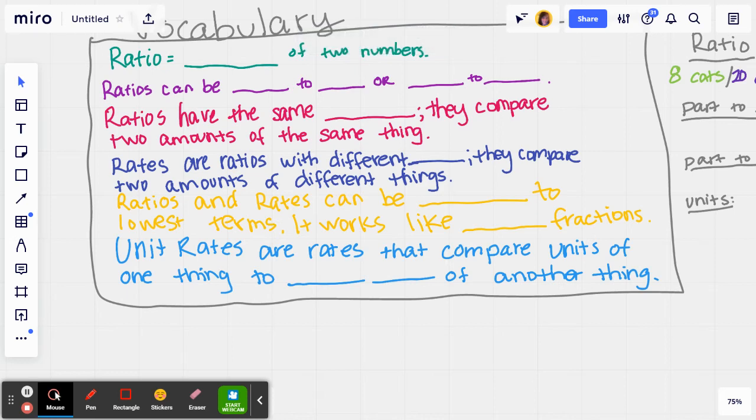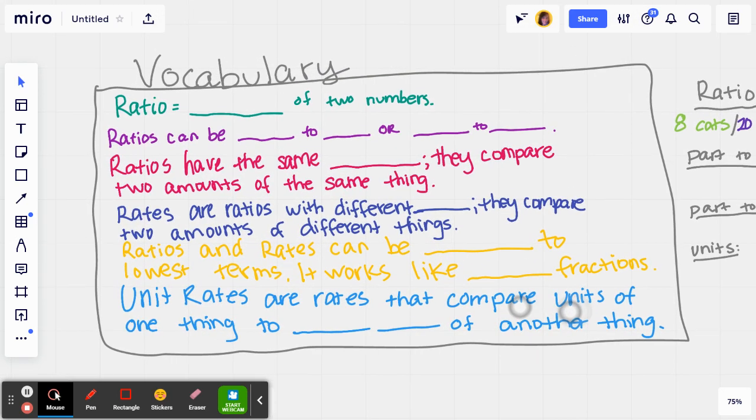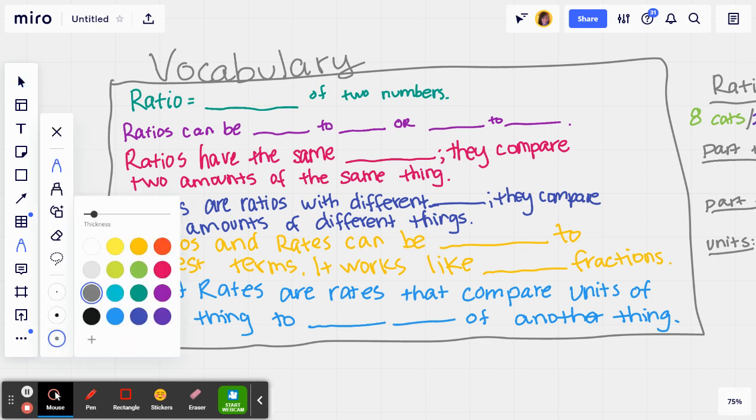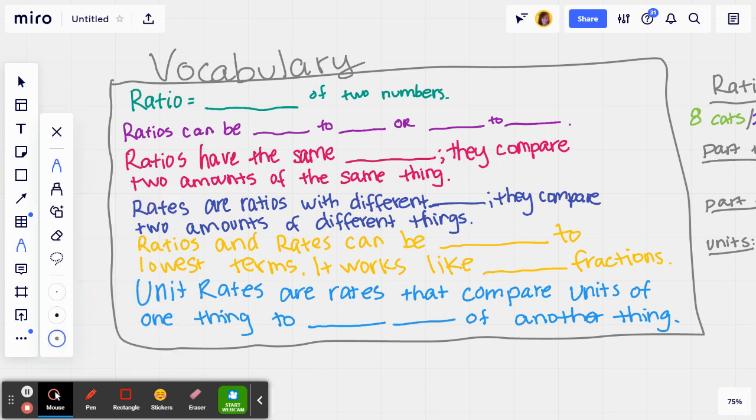Okay, so we are going to look at some vocabulary for this unit of rates, ratios, and proportions. So let's just quickly talk about some of the vocab. A lot of this you already know. A ratio is a comparison of two numbers. We talked about that a little bit before.